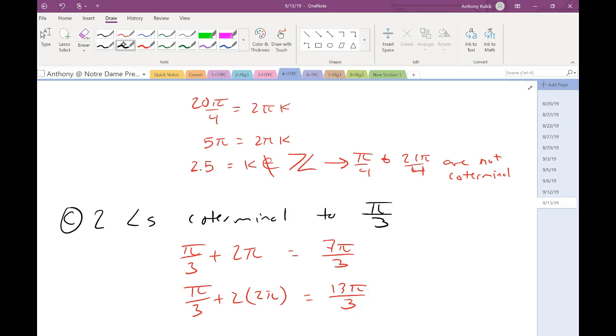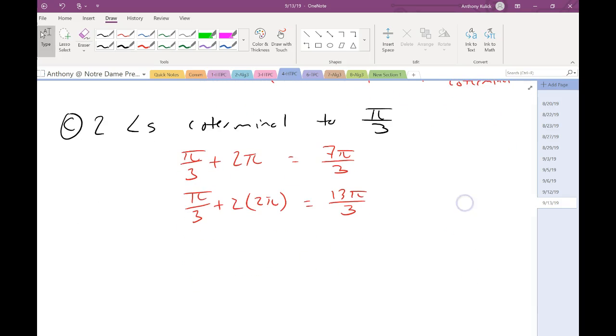Did it have to be 2 pi as my first one, or could I have done 7 times 2 pi? I could still do 7 times 2 pi. It's still going to be coterminal. There's infinitely many coterminal angles, so you have lots of choices. Anything that's a multiple of 2 pi that you add to or subtract from your original is going to be fine. I usually pick small ones because it's computationally easier.